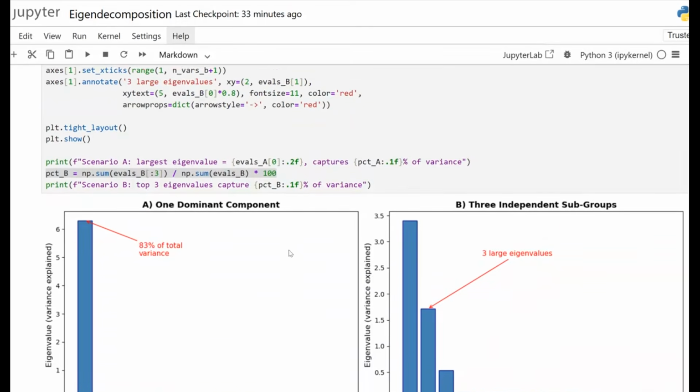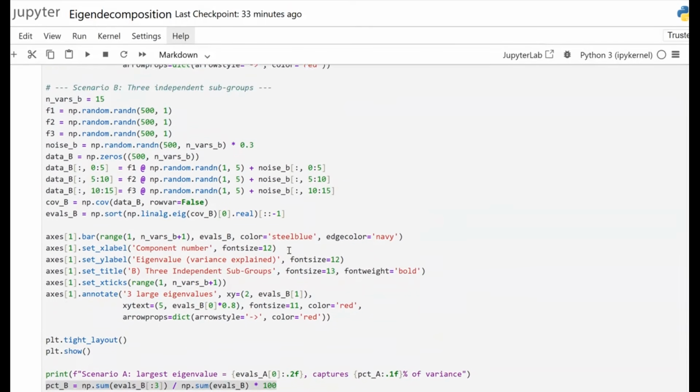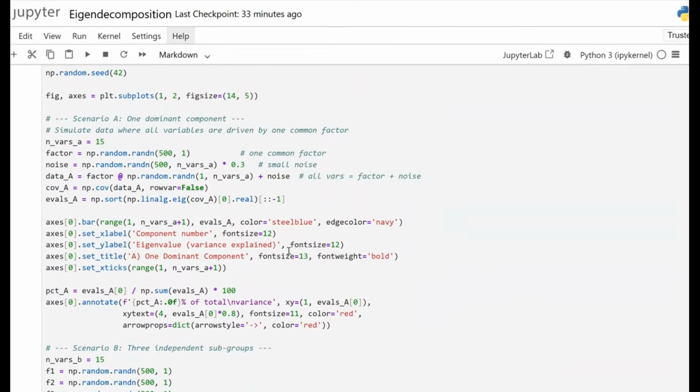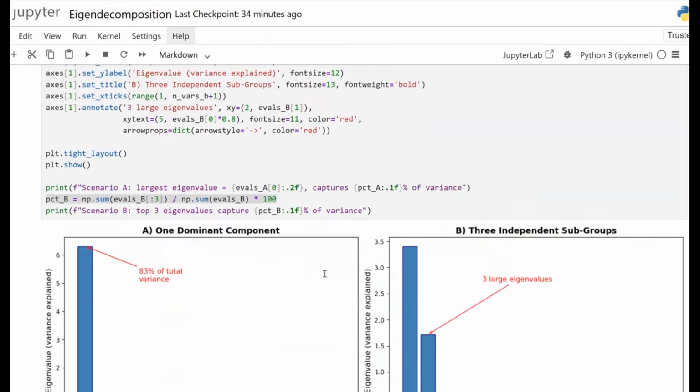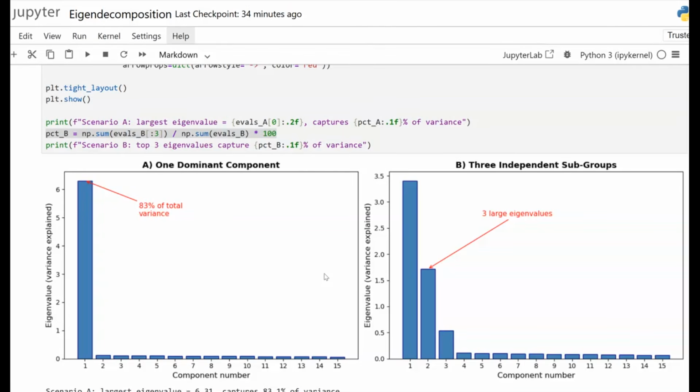So this code demonstrates a fundamental principle of principal component analysis. Dear friends, eigenvalues of the covariance matrix reveal intrinsic dimensionality. Large eigenvalues mean structure, and small eigenvalues are noise. If data has k latent factors, the covariance matrix is approximately rank k, the first k eigenvalues are large, and the remaining eigenvalues are near 0. With this practical implementation, dimensionality reduction we have also discussed: scenario A reduces to 1 dimension and scenario B reduces to 3 dimensions.